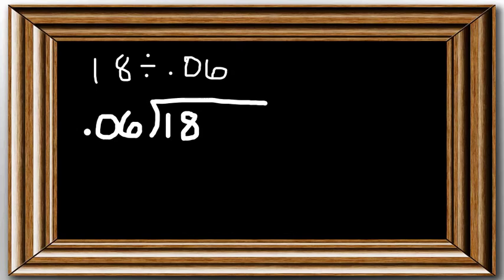And if it helps you, start right away by putting that decimal point at the end of the 18. Now I have to move my decimal spot so that I don't have any decimals when I'm dividing. So I'm going to move it 1, 2, 1, 2. Whatever I do to one side, I have to do to the other.